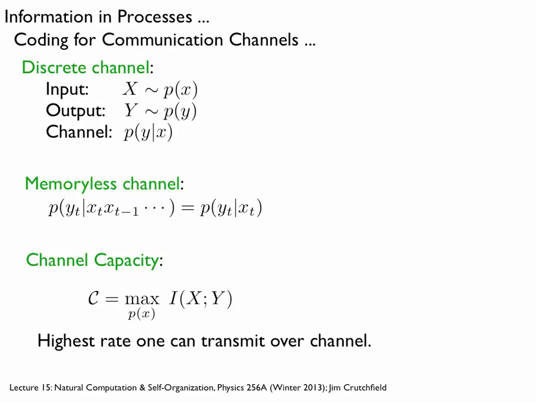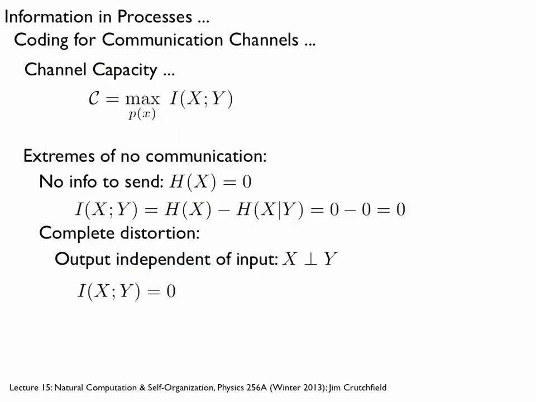Okay. So the claim is that this channel capacity C is the highest rate that one can transmit information over a channel. Well, actually, there's a little more of a twist in Shannon's second theorem, which is reliably and error-free. Okay, well, let's think about what this channel capacity is. So here we take the mutual information between input and output over all possible input sources.